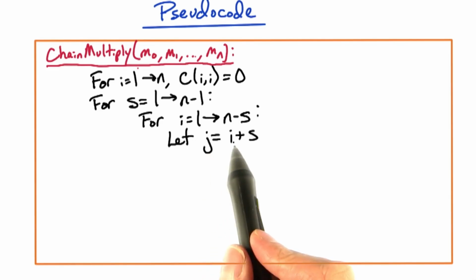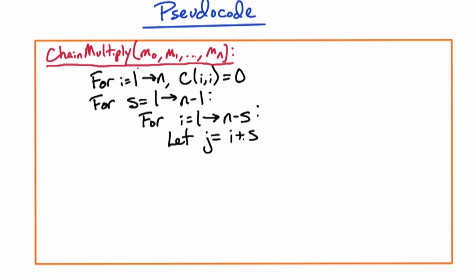Therefore, we let j be i plus s. Now we're going to compute the entry C_ij. We're going to take a min, and we're going to vary over l, and keep track of the current min so far. So we're going to initialize the current minimum value to infinity. If using infinity makes you uncomfortable, you can think of setting this to some huge number.